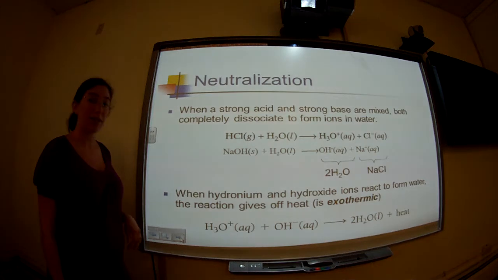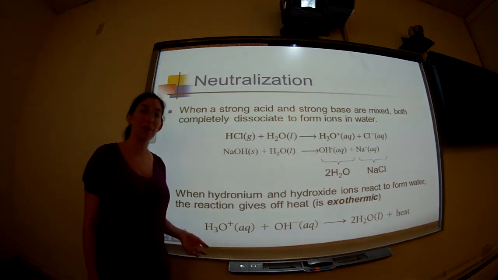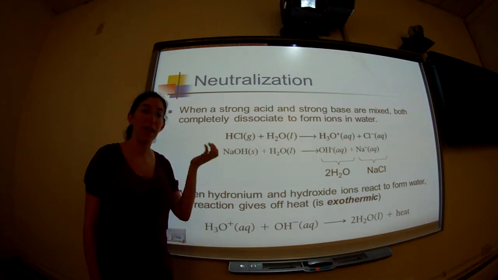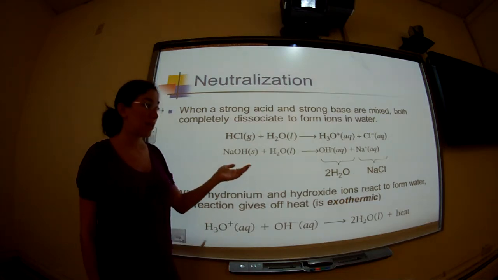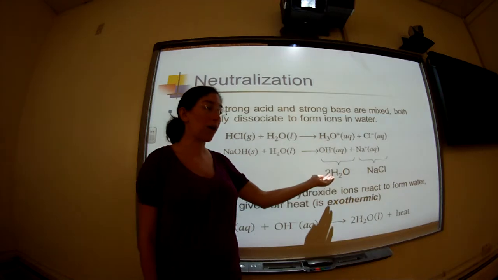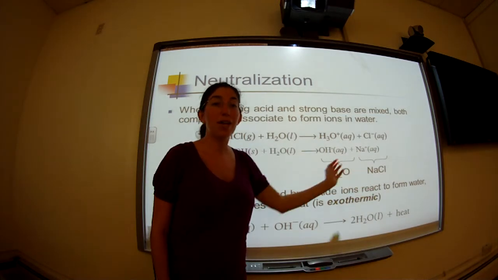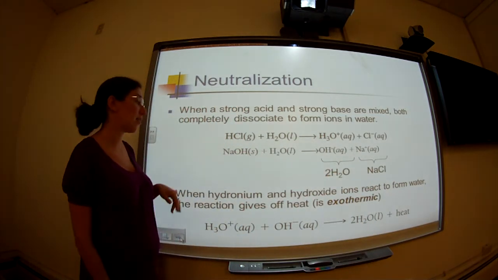We're going to see on the next slide that that's the basic formula for a neutralization reaction. If you mix an acid with a base, what you end up with as a product is water and a salt. In this case, it's sodium chloride.